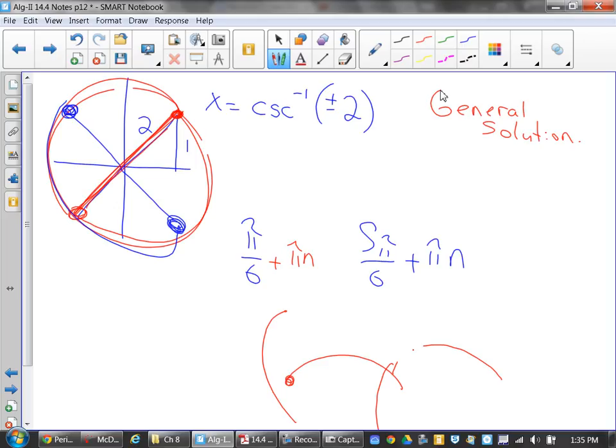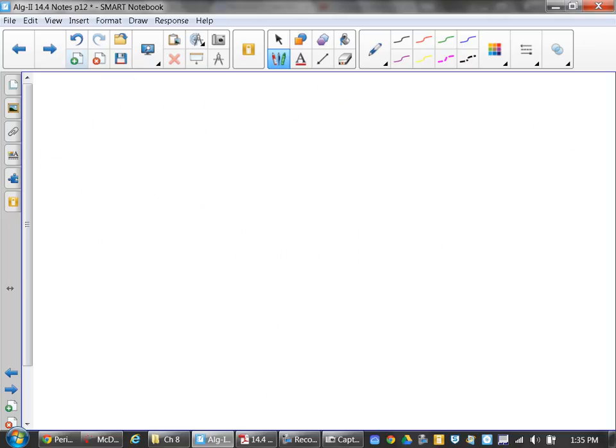So let's do this. Secant squared of x minus 2 is 0. Okay? Secant squared of x minus 2 equals 0. And I'm going to write out the general solution. What do you do first? Add 2, good. Add 2 and then what? Good. So we have the secant of x will be plus or minus root 2.